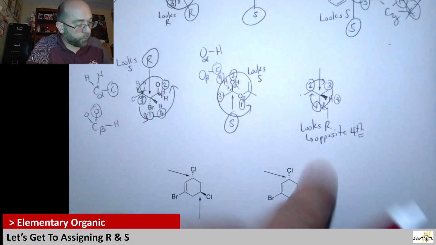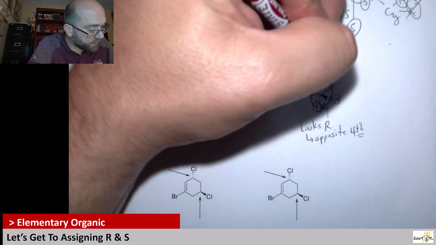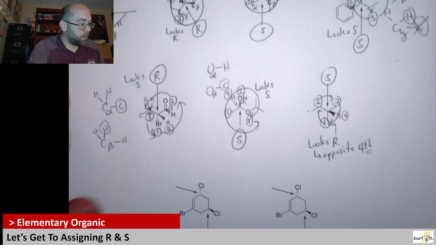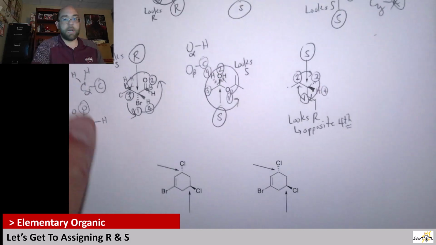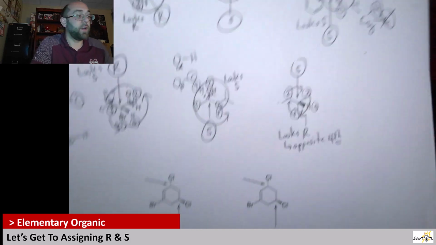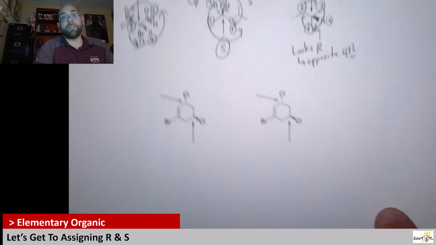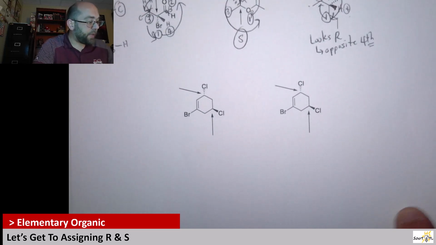So opposite fourth group. That means it looks R, but it is in fact S. Wow. I've had 2 R's and 4 S's. I seem to have favored S's with these. I'm going to be honest, I just kind of made these up. I didn't even pay attention. All right, next up, what do we got?